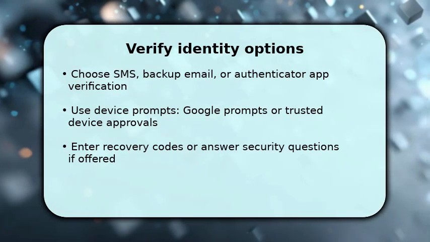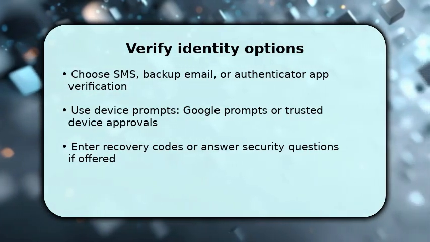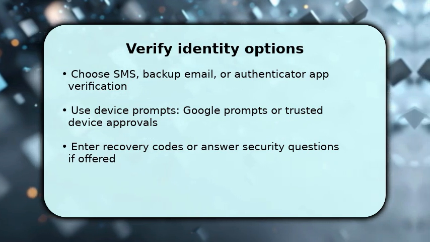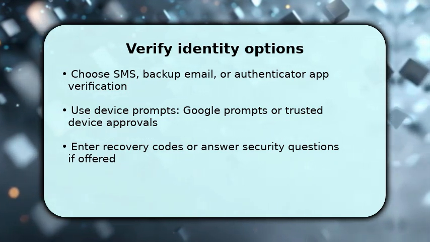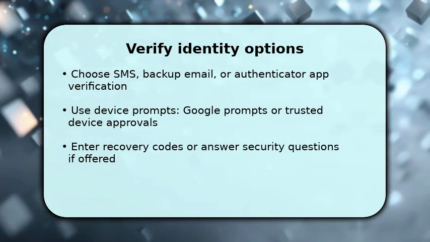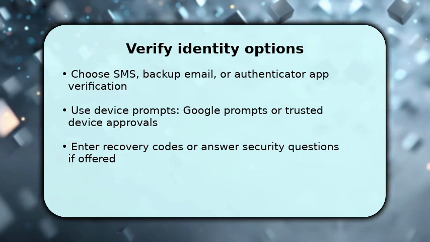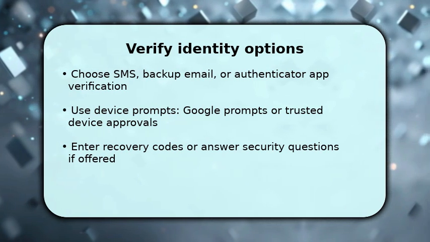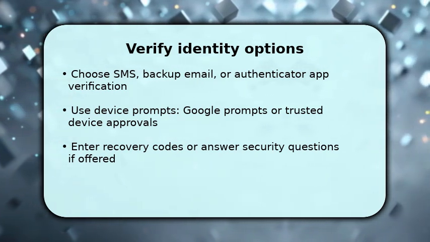Next, you'll move through verification options. Select SMS to a recovery phone, a backup email, or an authenticator app if you previously set one up. Once selected, follow the single-use code or approve the Google prompt on a trusted device. If you have recovery codes, use one now. They bypass the need for SMS. Make sure to type codes exactly and keep the session active.